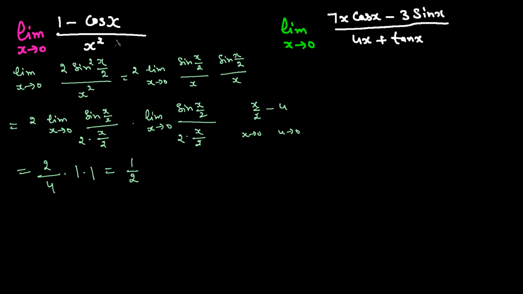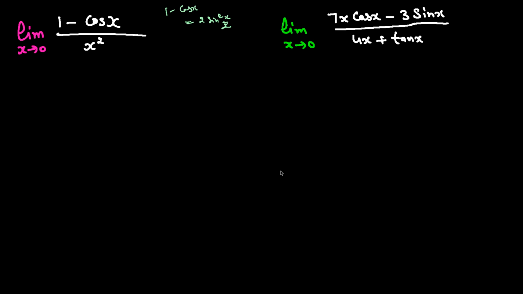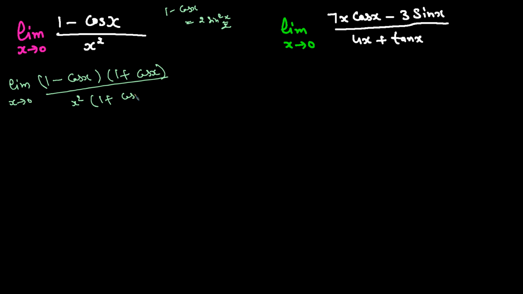So that's one way to solve this using the trigonometric identity, 1 minus cos x is equal to 2 sine square x over 2. Or if you don't remember the trigonometric identity, then you can solve it another way too. I'm going to do that method too. So how can we solve it without using the identity? Limit as x approaches 0, I'm going to multiply by the conjugate, 1 minus cos x, remember as we were doing before, times 1 plus cos x over x square times 1 plus cos x.